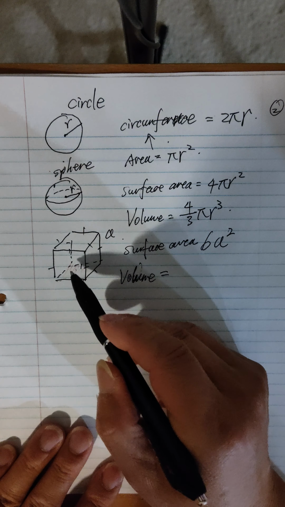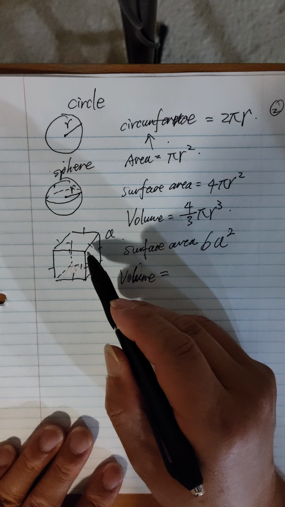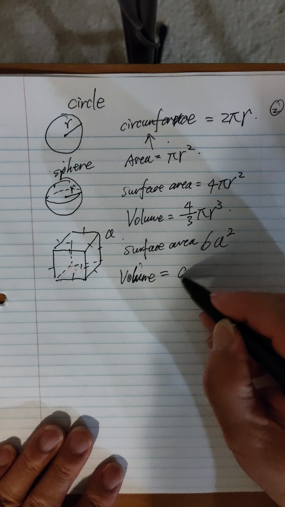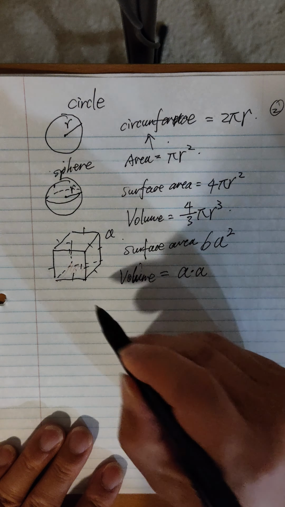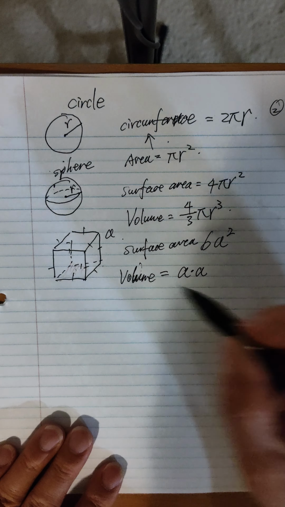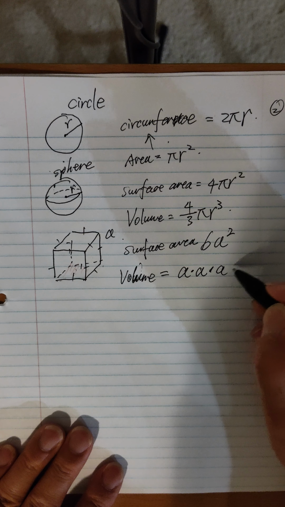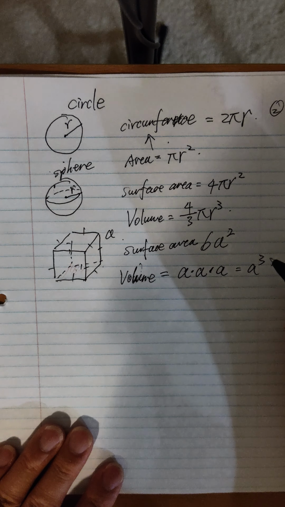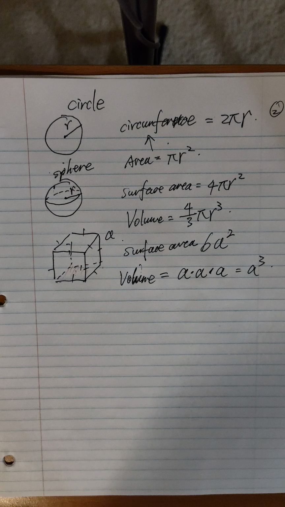The volume, again, is the base times the height. The base is A times A, which is A squared. The height is also A. So it's A cubed.